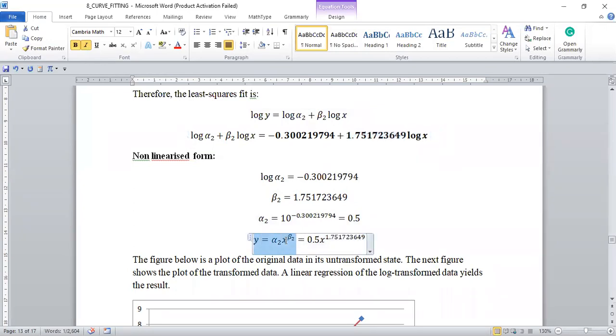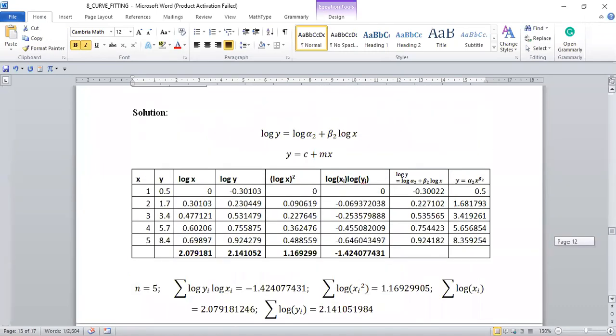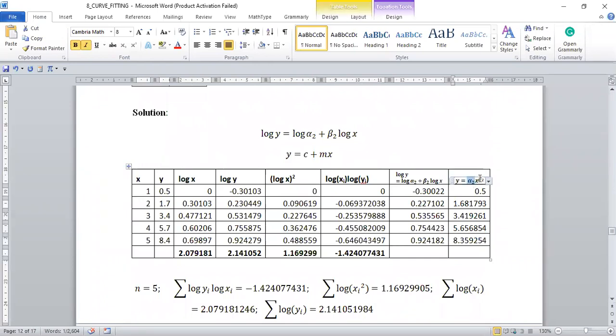So the non-linearized form is given by this equation here. So this is a non-linearized form. So 0.5 x raised to power 1.75, which is given by this. So this is 0.5 x raised to power 1.75. So this is the linearized form, and this is not the linearized form.